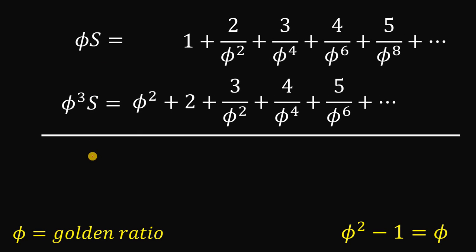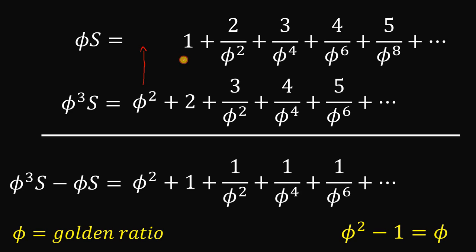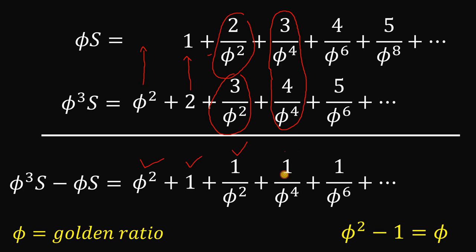And if we do that, on the left-hand side, we have phi cubed multiplied by s minus phi times s. And on the right-hand side, we have phi squared minus nothing, this is just phi squared. 2 minus 1, this is just 1, right here. Now, 3 over 5 squared minus 2 over 5 squared becomes 1 over 5 squared. 4 over 5 raised to the 4th power minus 3 over 5 raised to the 4th power is just 1 over 5 raised to the 4th power, and so on and so forth.